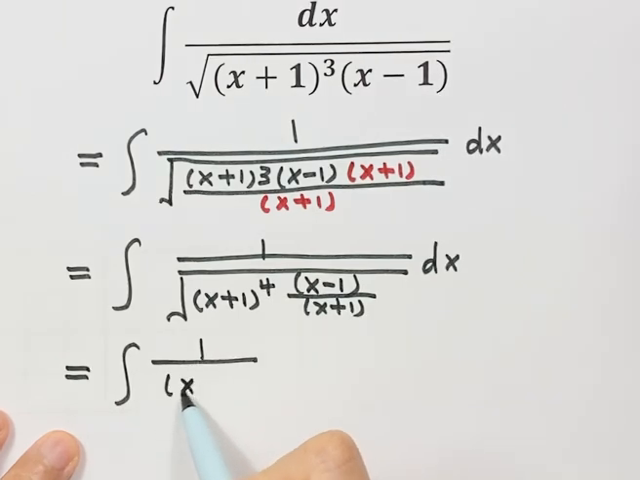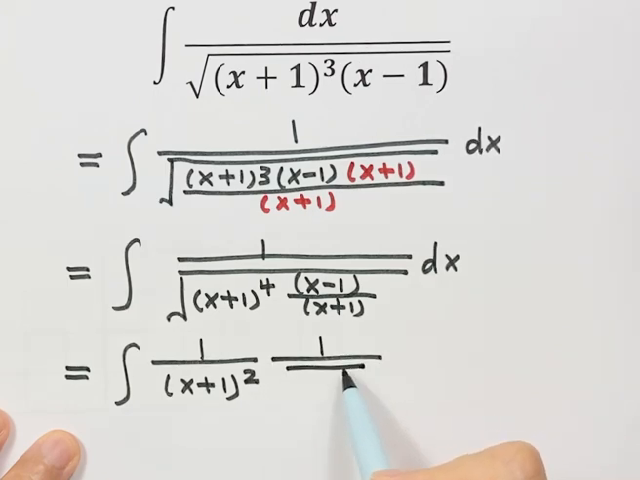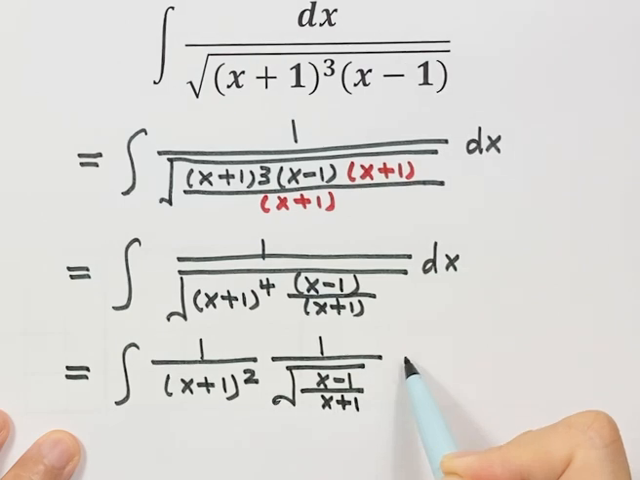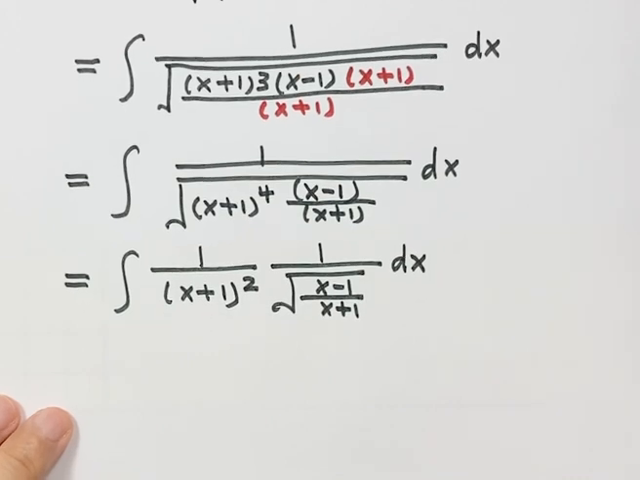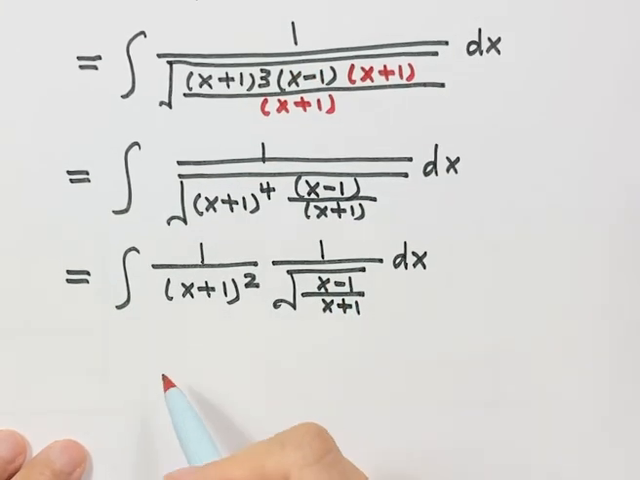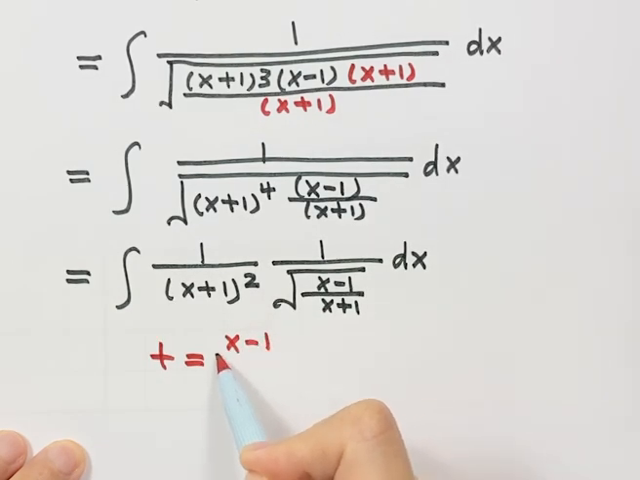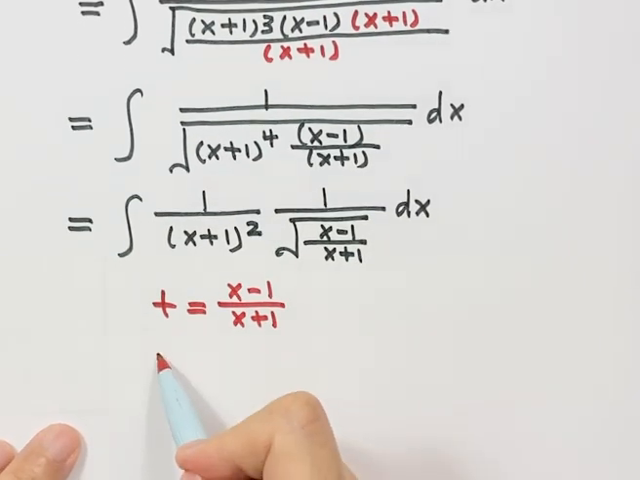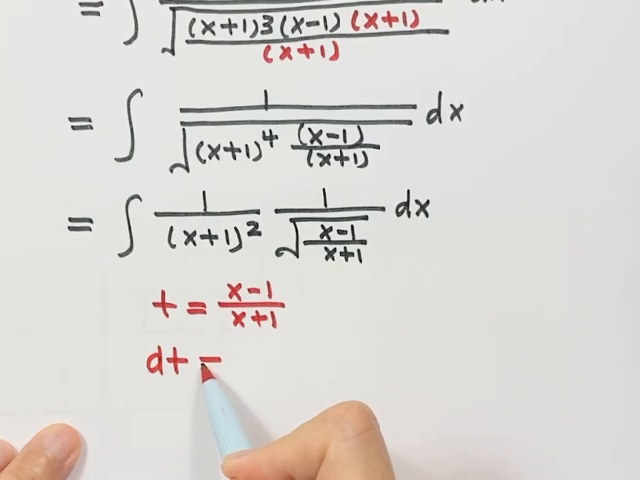Then we can move this one outside. Then here, (x+1)^2. Then here, just a square root of (x-1) over (x+1). So then we can do a substitution by that t equals this part. And here we have t equals (x-1)/(x+1). Then both sides take a derivative. Then use the quotient rule for the right hand side.